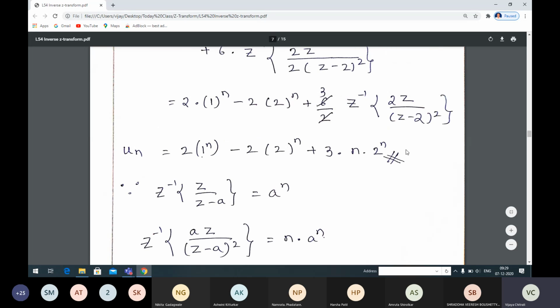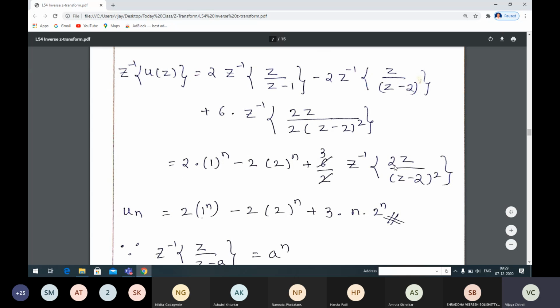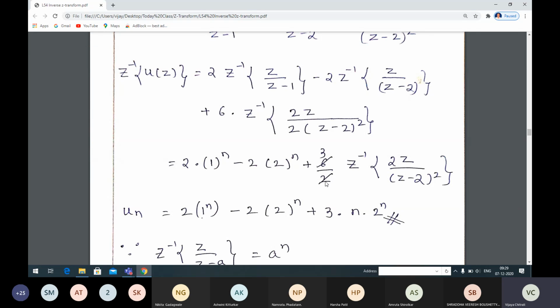So what is a here? a is 2, so multiply by 2. We need to balance the equation, so whatever we multiply, we have to divide by 2. Why? Because if it is z minus 2 or z minus 1, we can write z divided by z minus 1, z divided by z minus 2, as 1 raised to n and 2 raised to n.